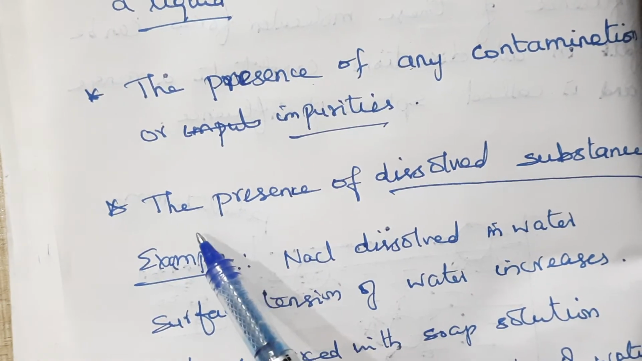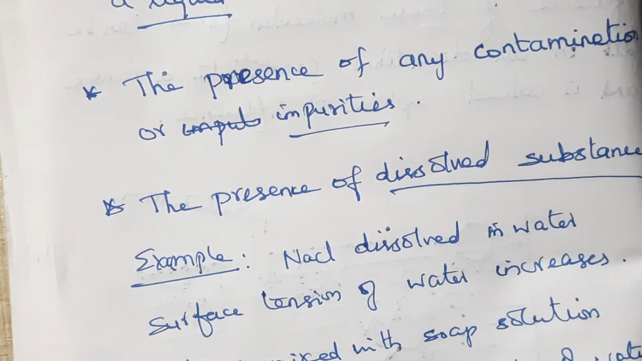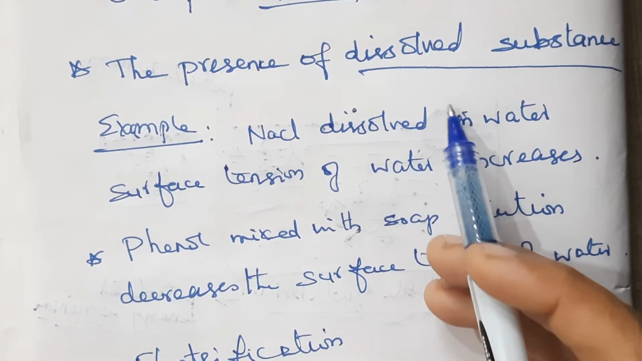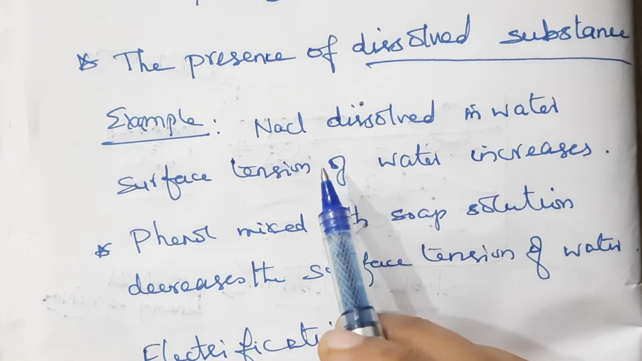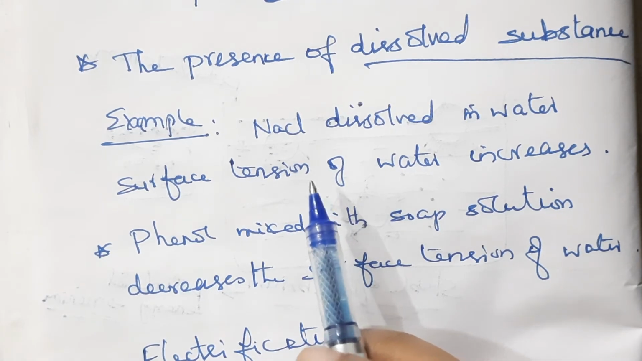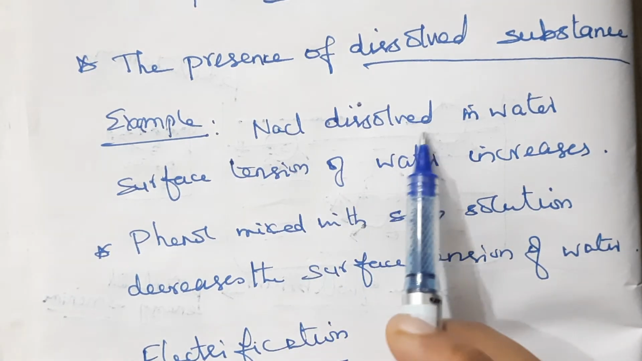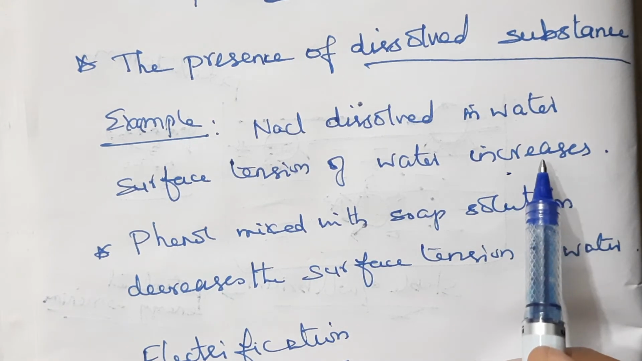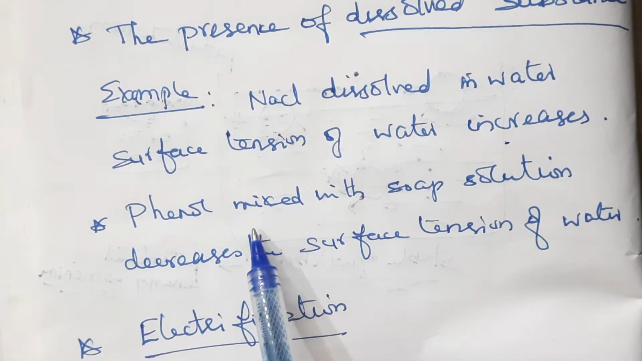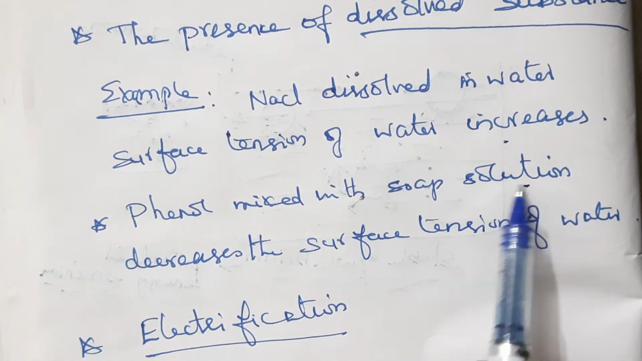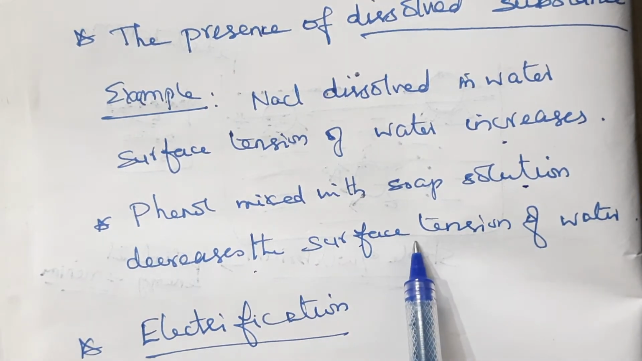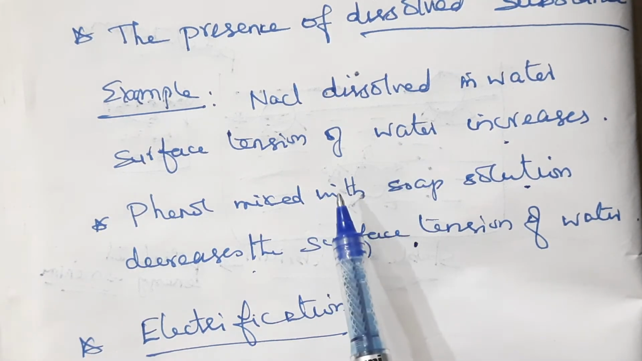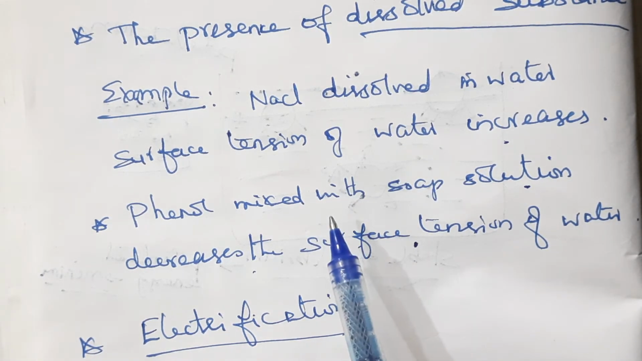Second one, the presence of dissolved substances. The presence of dissolved substances also will affect the surface tension. For example, when sodium chloride is dissolved in water, the surface tension of water increases. Again, when phenol is mixed with the soap solution, it decreases the surface tension of water. Understand? So when there is a dissolved substance, the surface tension will be affected.